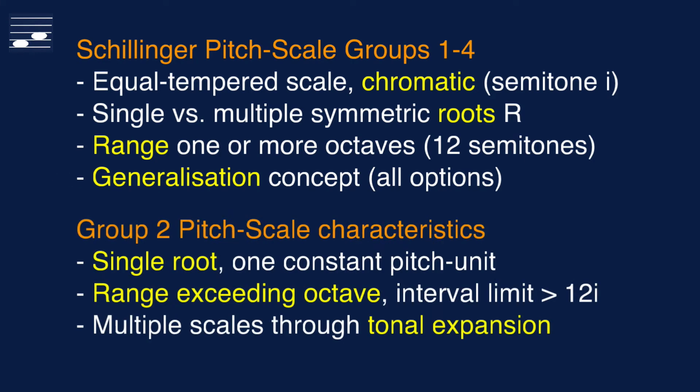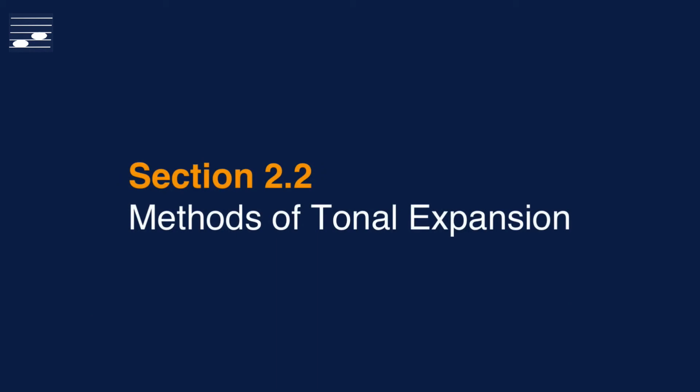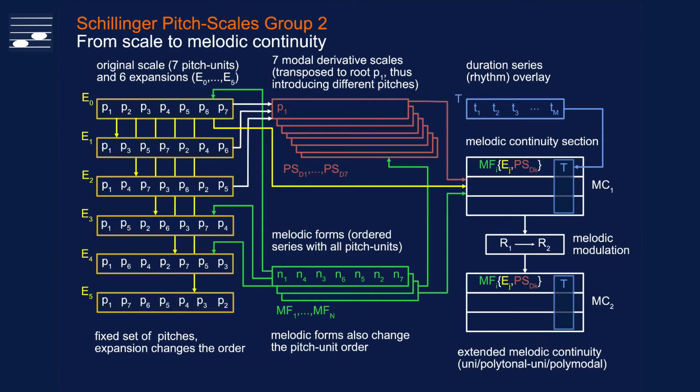The second group of scales have a single root, a constant tonic degree pitch unit. While group 1 scales had a limited range of less than the octave, now the compass will exceed this interval. This group uses the technique of tonal expansion to create multiple scales from a single source scale. This overview diagram will serve as a framework for the tutorial and depicts several relevant processes and techniques.